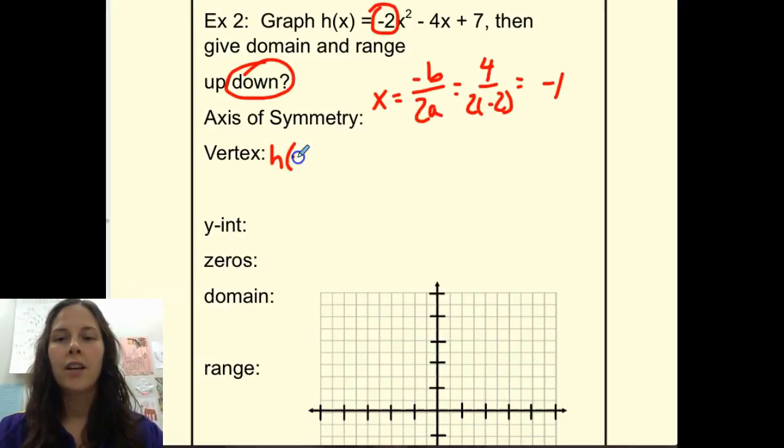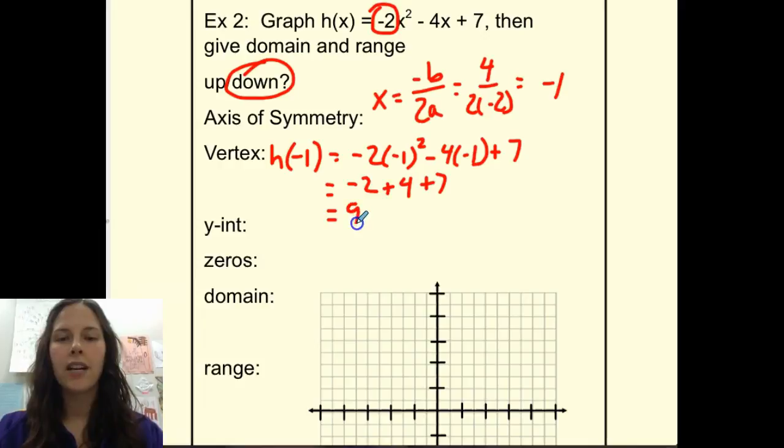So to get our vertex, we will substitute that negative 1 value back into the function for x. Solving for our y value, we have negative 2 times 1, or negative 2, plus 4, plus 7, which would give us 2 plus 7, or 9. So our vertex, we substituted negative 1 for x, solved and got 9 for y. The y-intercept is our c value, or the constant.